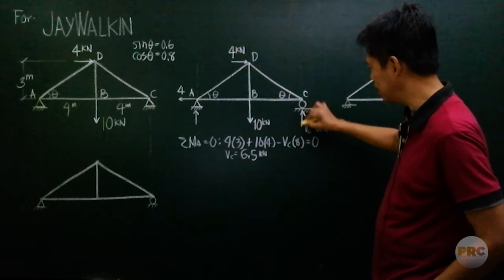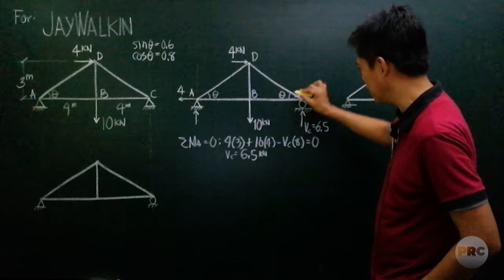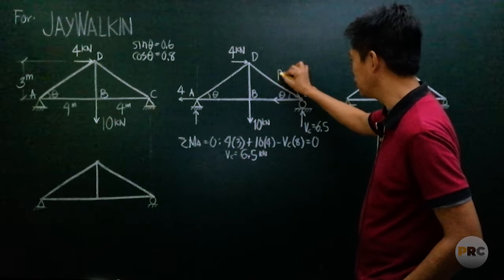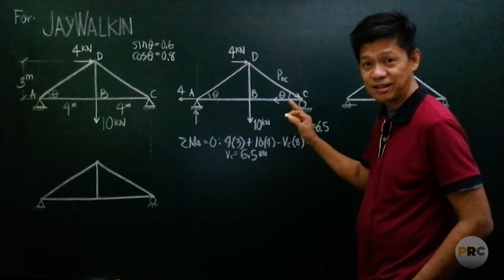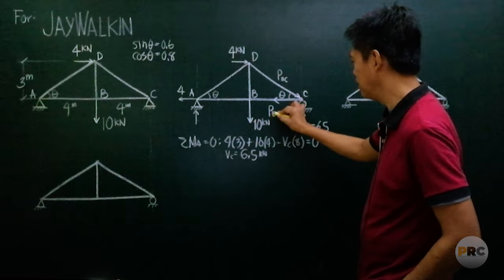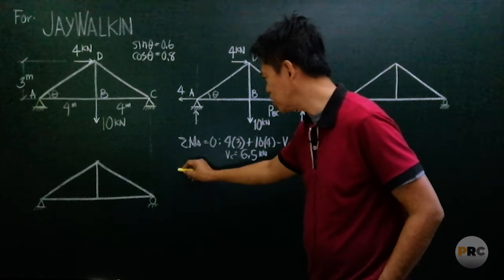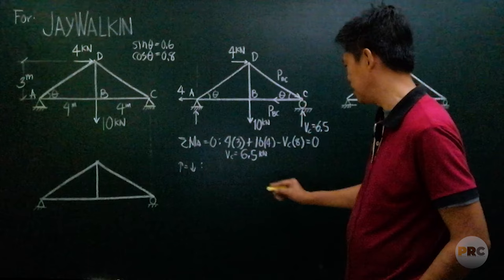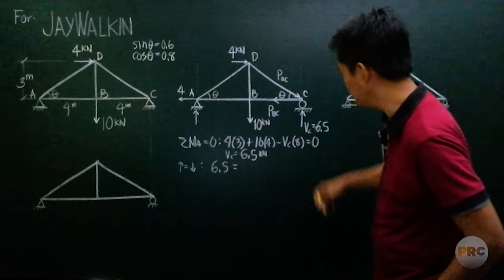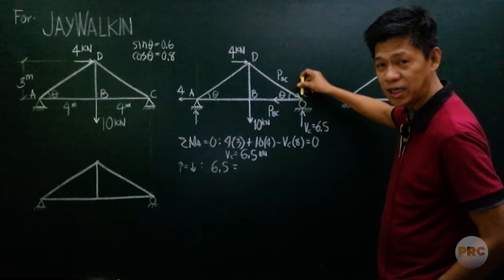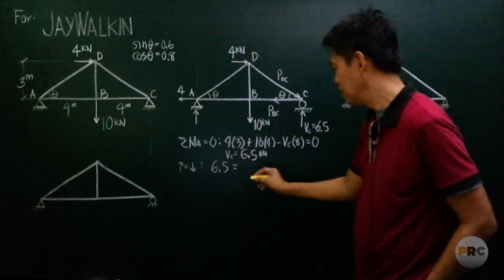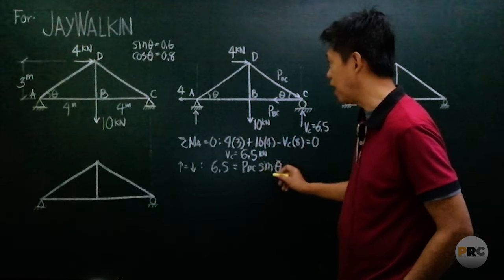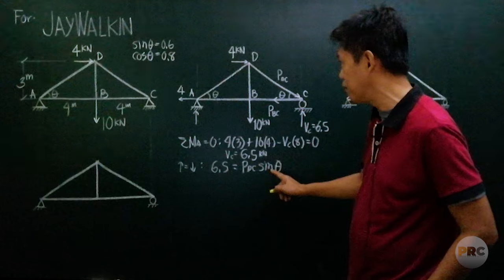So this is 6.5. Now considering this joint, this is up, this must be down, this is to the right, so this must be to the left, meaning this is compression, this is tension. So this is the force in member BC for the stress. While this is the force in member DC. By taking summation of forces Y is 0 or force up equals force down, my force up is VC, 6.5, while my force down is the vertical component of PDC. It's not adjacent to theta, so it's sine. So PDC times the sine of theta, sine of theta is 0.6. So PDC is 6.5 over 0.6.